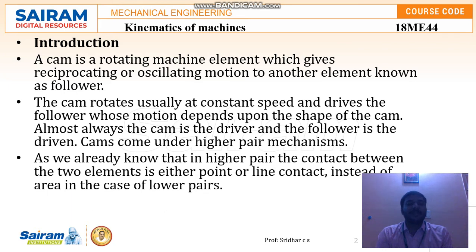So cams come under a higher pair. Higher pair means the contact between the two elements will be either a line contact or a point contact. The complete area will not be in contact between these two elements, like the cam and the follower. The contact between the cam and follower will be either in the form of a point or a line contact. Hence cams will be considered as a higher pair. This is how we can consider the relationship between the cam and a follower.